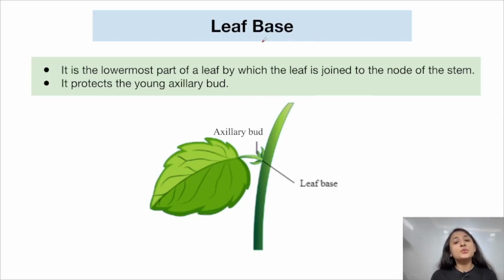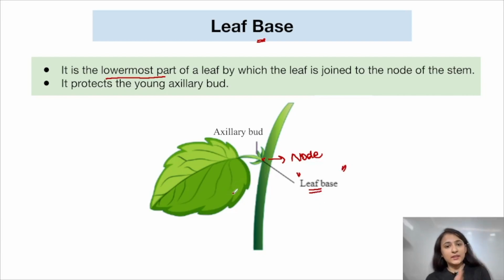Now let's come to the leaf base. The leaf base is the lowermost part of the leaf, right here, below the petiole. At the base of the petiole is the leaf base. It is the lowermost part of the leaf by which the leaf is joined to the node of the stem. The point of attachment of a leaf to the stem is known as a node, and the leaf is attached to the node via the leaf base. And what is the leaf base? It is the lowermost part of the leaf.